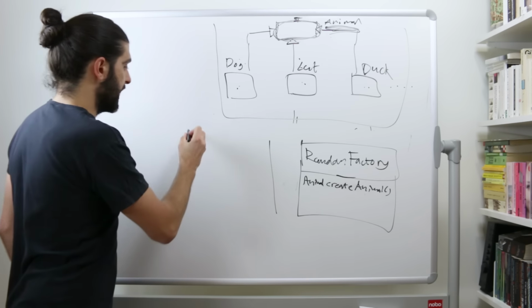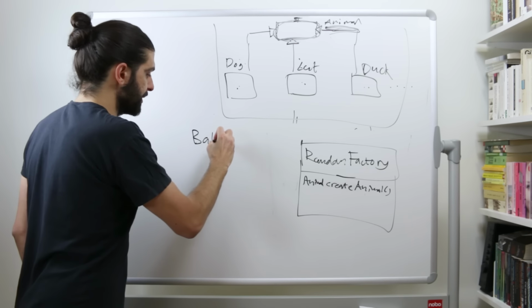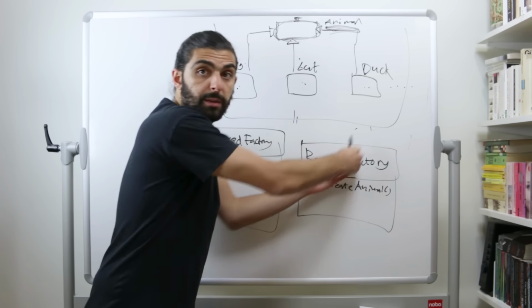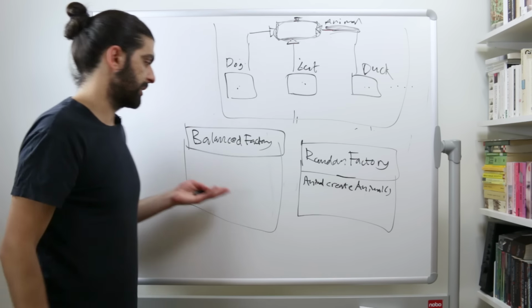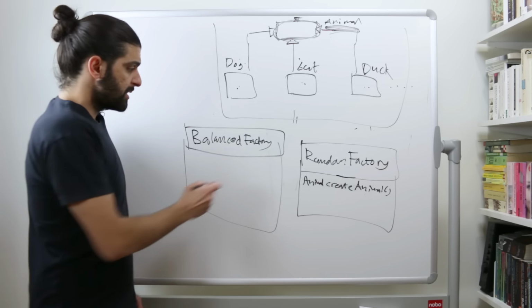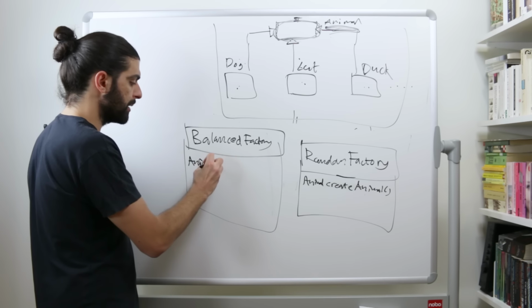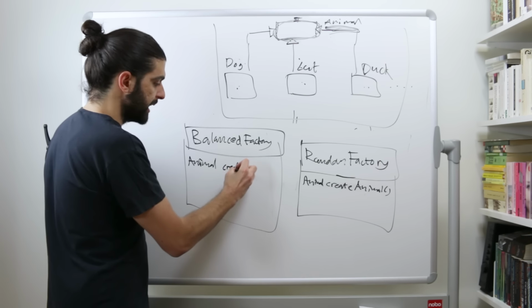So let's say that we also have something we call the balanced factory. Again, I should have called these balanced animal factory and random animal factory. But because this one is called random factory, I'll call this one balanced factory. So the balanced factory has the same signature. In other words, it has a method that returns an animal and is called create animal.